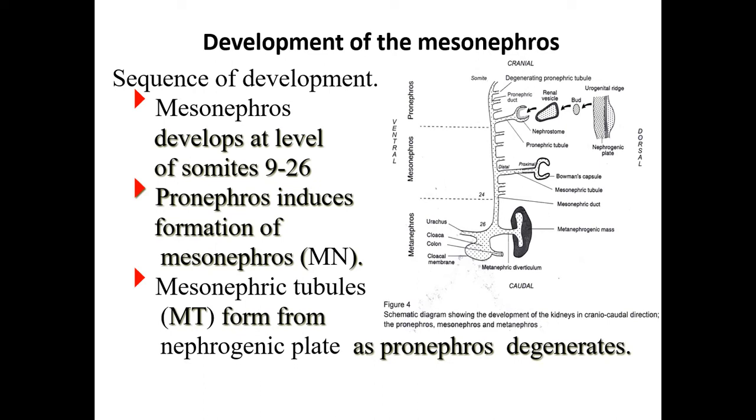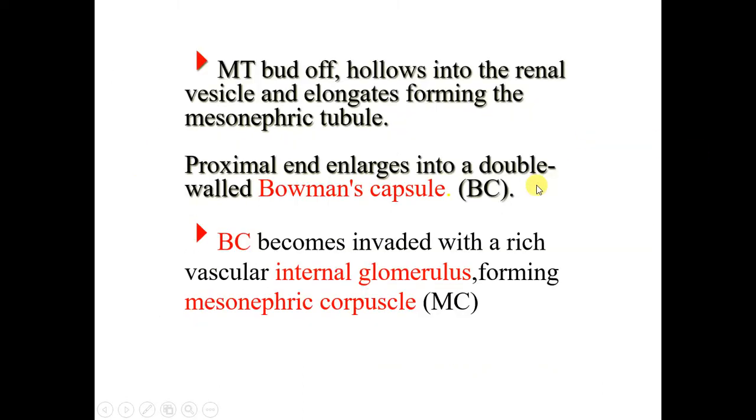The age of the embryo is 9 to 26, and it's the pronephros which induces the formation of the mesonephros, and mesonephric tubules form from the nephrogenic plate as the pronephros degenerates. So here the formation and degeneration process is shown.